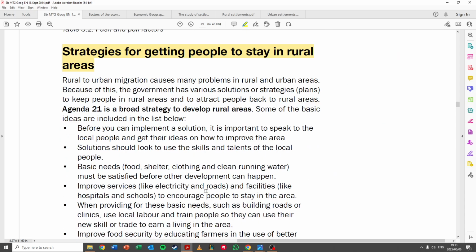Okay, then strategy for getting people to stay in rural areas. Obviously, it's not really the best when too many people move from rural to urban areas, because then the people that are left in the rural areas are not going to be able to always keep the local economy afloat, and then they struggle. And typically what tends to happen is that it is women or the older people that are left behind.